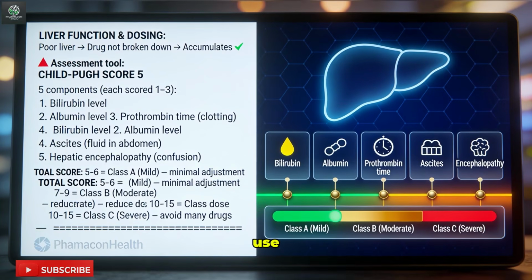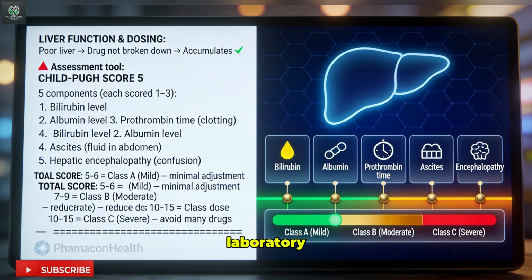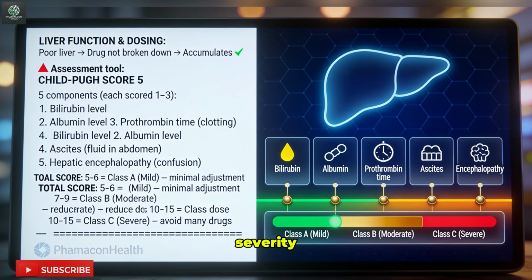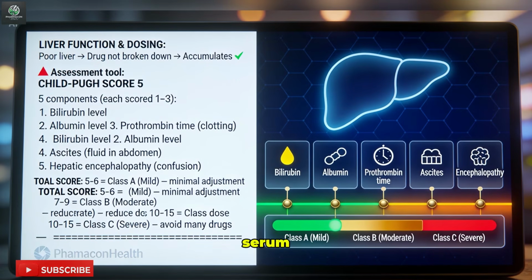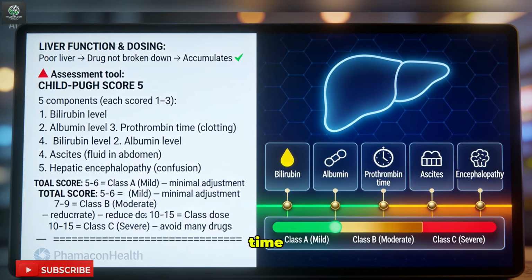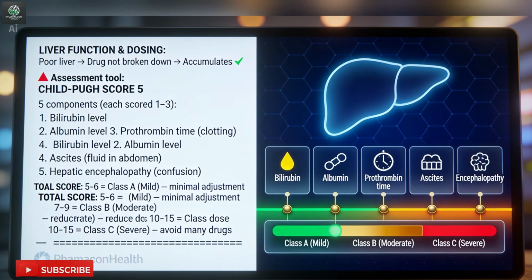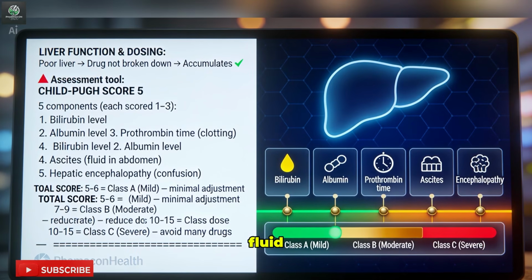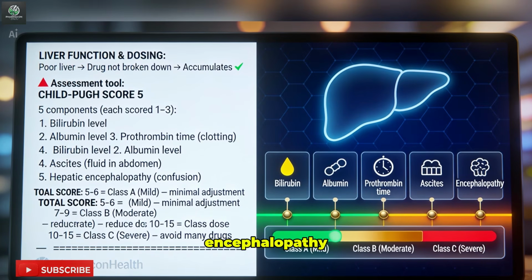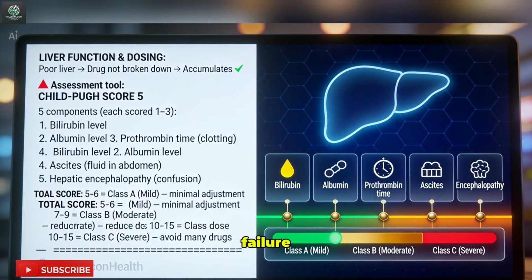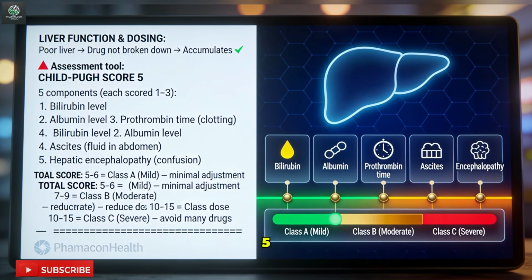Instead, clinicians use the Child-Pugh score, a scoring system that combines 5 clinical and laboratory findings to classify liver disease severity. The 5 components are serum bilirubin level, serum albumin level, prothrombin time prolongation, a measure of the liver's ability to make clotting factors, the presence and severity of ascites fluid in the abdomen, and the presence and severity of hepatic encephalopathy, confusion caused by liver failure. Each component is scored 1 to 3, giving a total score between 5 and 15.